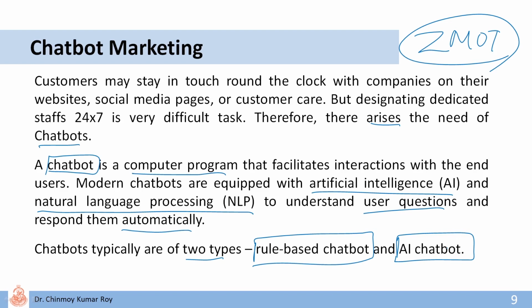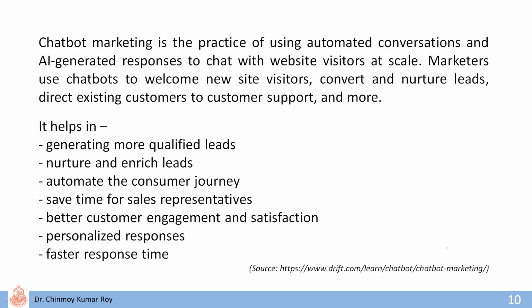And in rule-based chatbots, you have some fixed options, and on every option you have some fixed answers. So that is why rule-based are more simple in comparison to the AI chatbots. So chatbot marketing is the practice of using automated conversations and AI-generated responses to chat with website visitors at scale. At mass scale, at one point of time, maybe thousands of people might be chatting with your chatbots. So they have this facility.